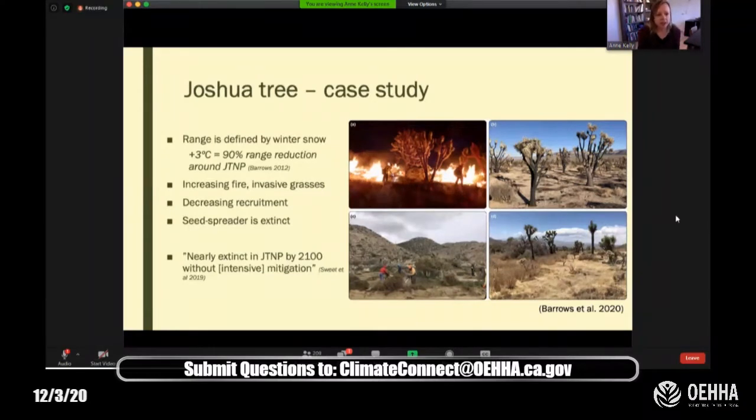Looking forward, if non-native species can be kept off the landscape that burned in the next few years, this area could recover to a really nice, diverse, native high desert ecosystem, albeit without many Joshua trees.